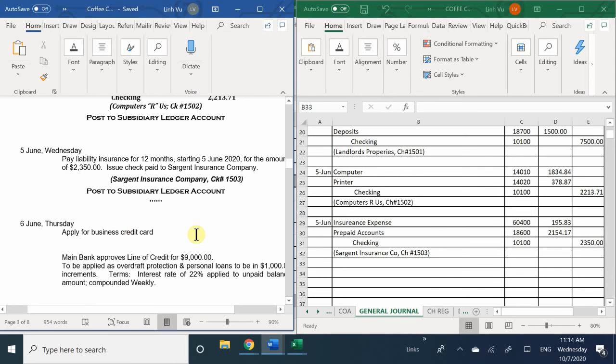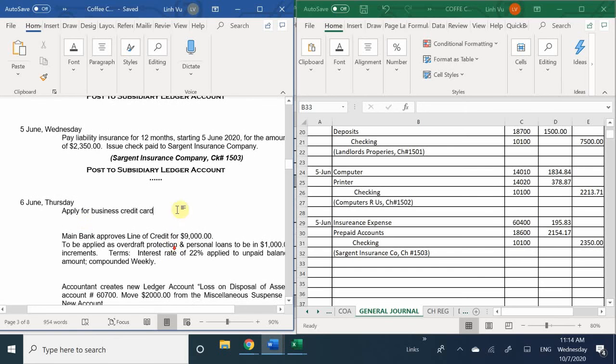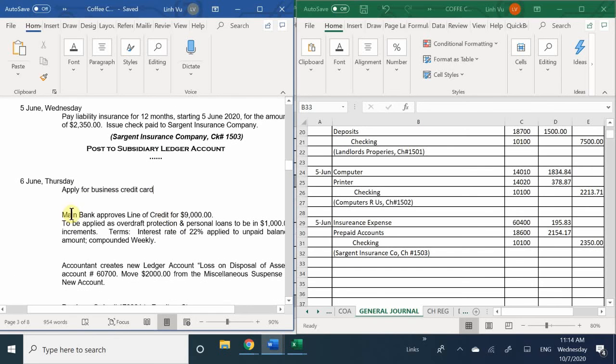Something six, you apply for business credit card. Okay, so you applied for a business credit card. Do you need to record this, yes or no? Not yet. Not yet, because one, you only applied. Second, you don't know how much. And third, you didn't spend it yet. So we can skip this transaction right here.